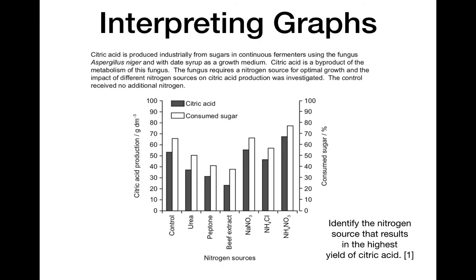Okay, here I have that double y-axis graph about citric acid. So take a look and answer the question. Identify the nitrogen source that results in the highest yield of citric acid. So my highest citric acid is going to be my dark gray box I'm looking at, and the highest number is here, NH4NO3, ammonium nitrate.